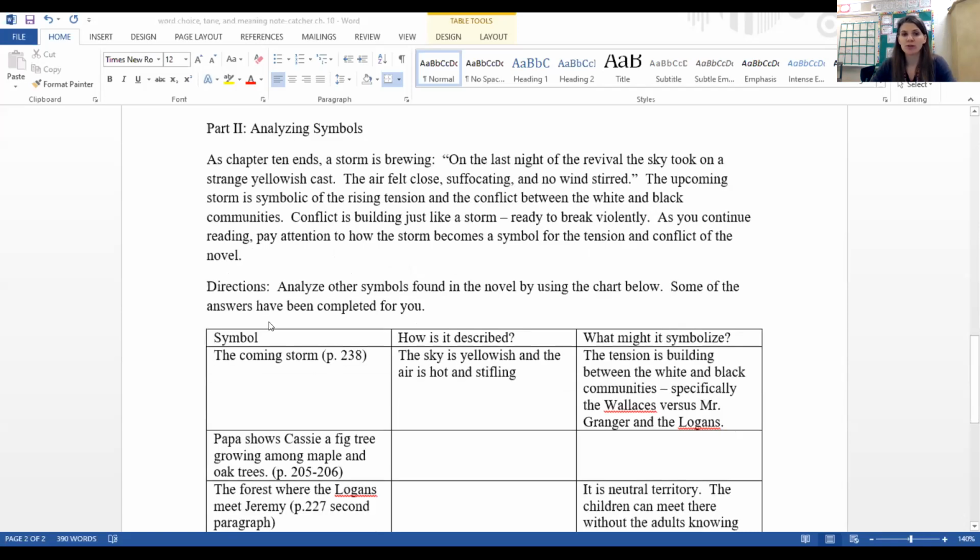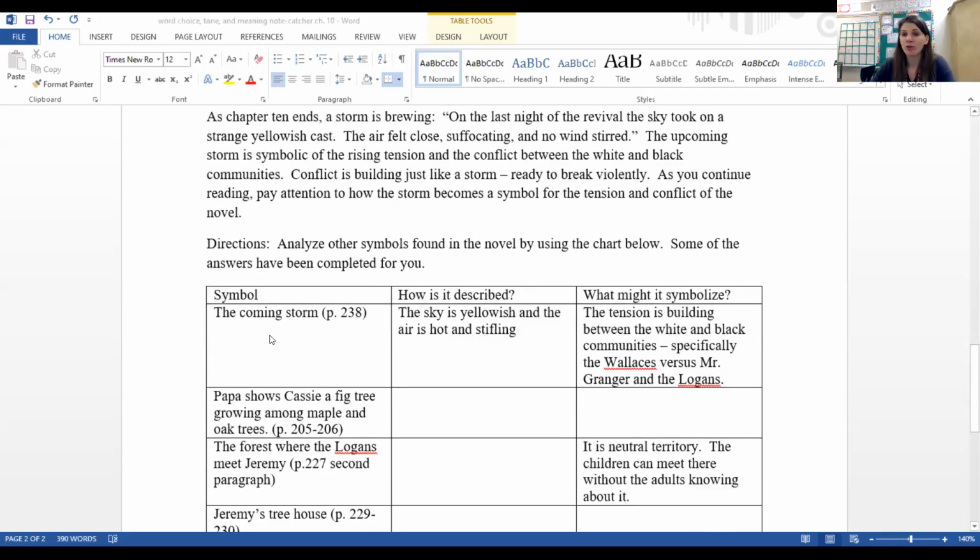So your directions for this worksheet are to analyze other symbols found in the novel by using the chart below. Some of the answers have been done for you. So we're going to do this first one together, which I just read the quote up here, the coming storm on page 238. The question asks, how is it described? So this is you putting it into your own words. And I'm saying the sky is yellowish and the air is hot and stifling.